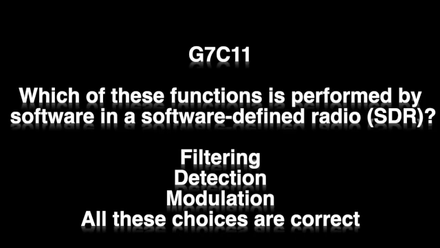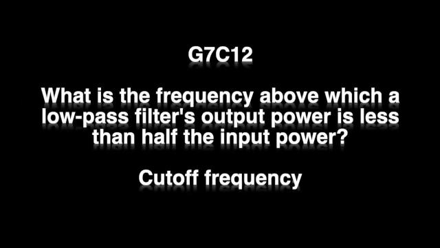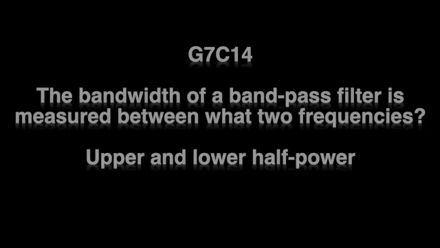G7C11. Which of these functions is performed by software in a software-defined radio, SDR? Filtering, detection, modulation. All these choices are correct. G7C12. What is the frequency above which a low-pass filter's output power is less than half the input power? Cutoff frequency. G7C13. What term specifies a filter's maximum ability to reject signals outside its passband? Ultimate rejection. G7C14. The bandwidth of a band-pass filter is measured between what two frequencies? Upper and lower half power.